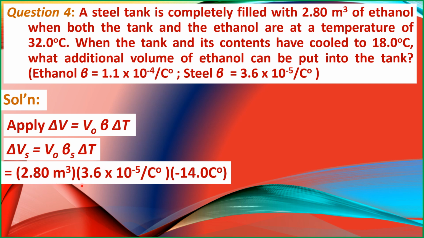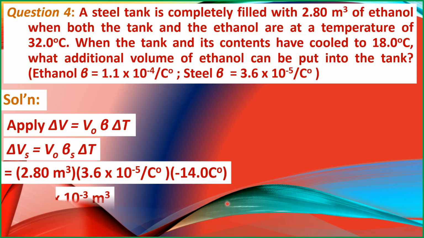So when we multiply this by the value of beta for steel, which is 3.6 times 10 to the negative 5 per Celsius degree, and the change in temperature, it is negative 14.0 Celsius degree, because in the problem, the final temperature is 18.0 degrees Celsius while the initial is 32.0. So when you get the difference, final minus initial, this is what we get, negative 14.0 degrees Celsius.